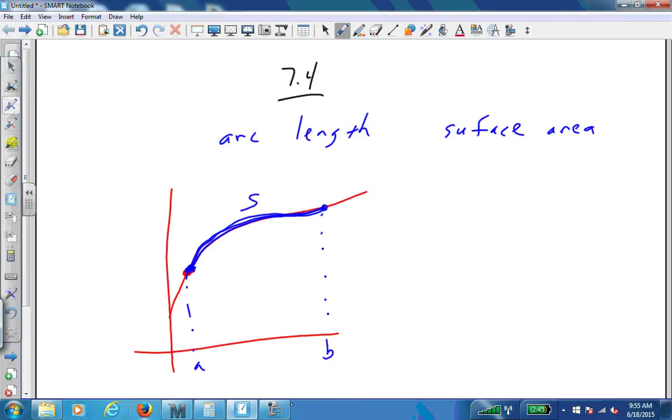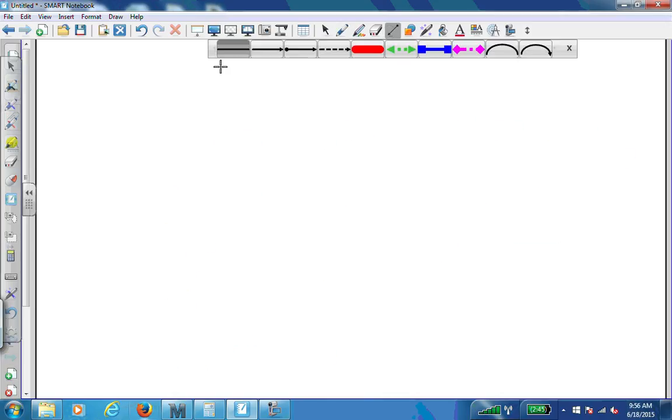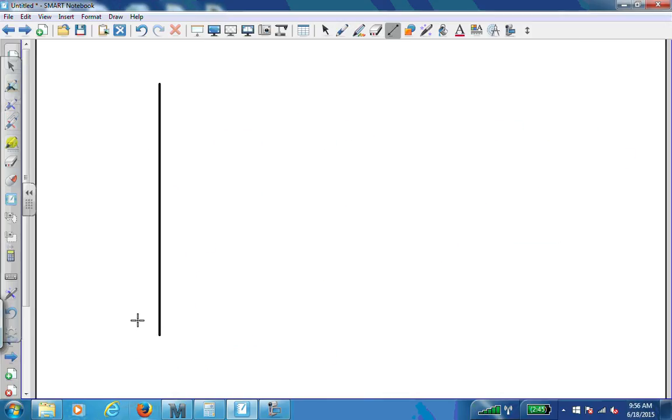So we're going to use smooth curves. We're not going to have any curves that have sharp points in them, because when we have sharp points, we have places where our derivative of that is undefined, and that makes some issues. So let's look at how we are going to be able to find these lengths.